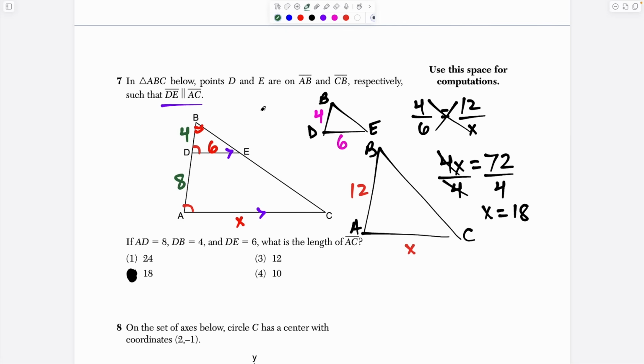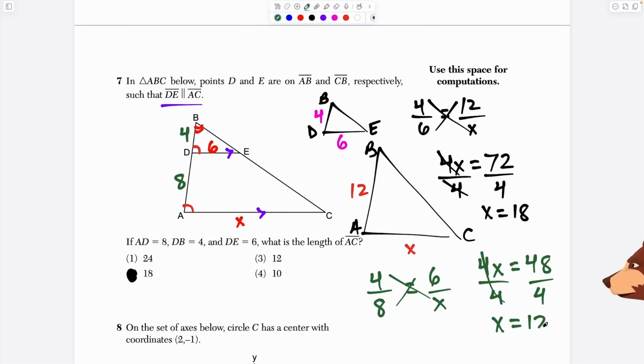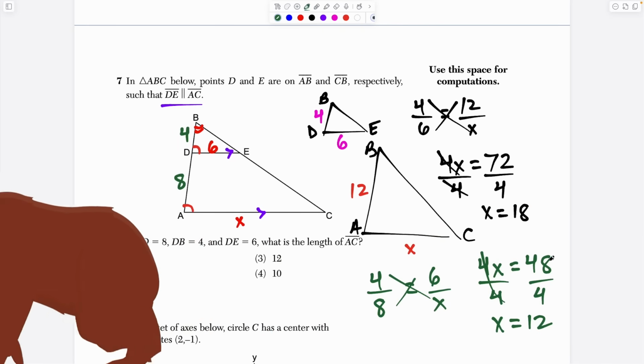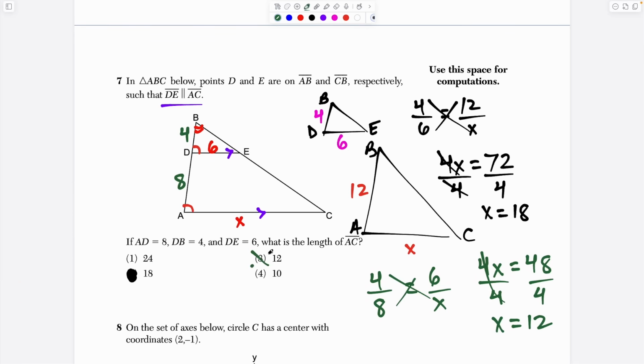However, before we move on, I want to point out a very common mistake. So there are going to be a lot of students for a question like this that try to use the side splitter theorem. So they're going to say something like 4 over 8 equals 6 over X. And then when you cross multiply, you get 4X equals 48. They divide both sides by 4. And when they try to do it this way, they get X equals 12. But be careful. Choice 3 is a very dangerous bear trap. Okay, so for this question here, we cannot do this.